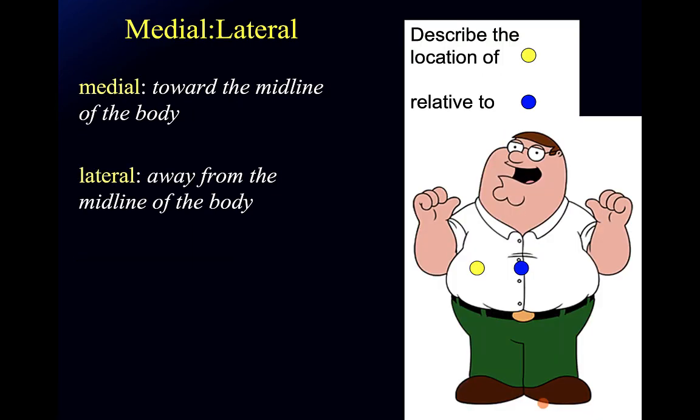Our next pair is one of our most commonly used ones, medial and lateral. Medial meaning towards the middle of the body, and lateral meaning away from the midline of the body. So the location of yellow relative to blue, yellow is lateral as compared to blue, and blue is medial as compared to yellow. This is also an interesting pair in that obviously if you place the blue directly on that mid-sagittal plane through the body, you can't get any more medial than that.